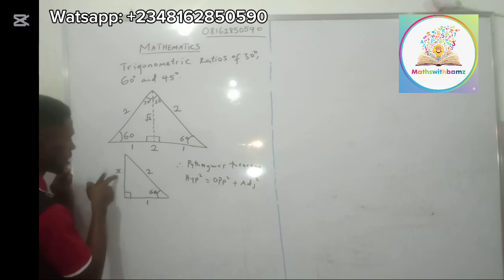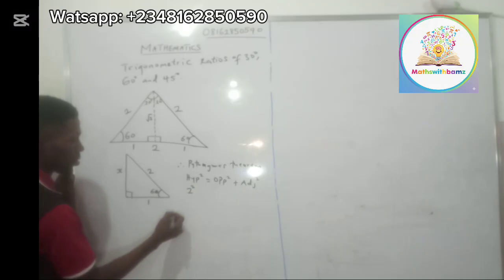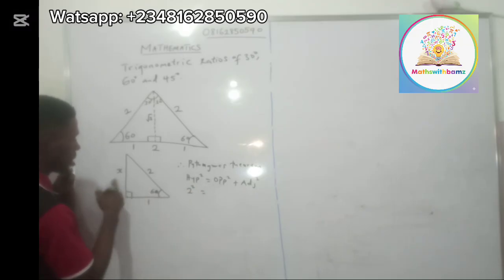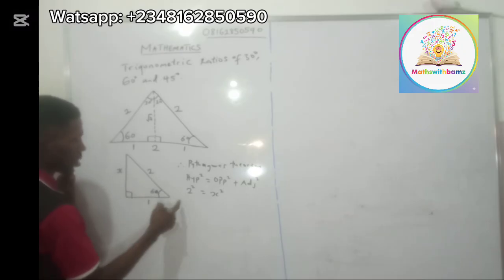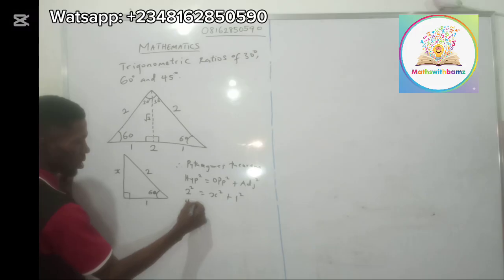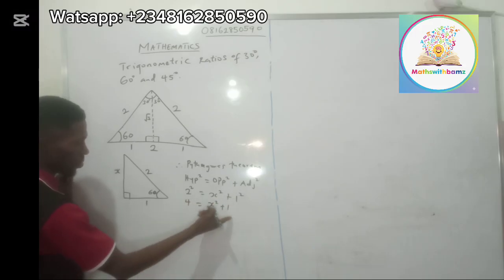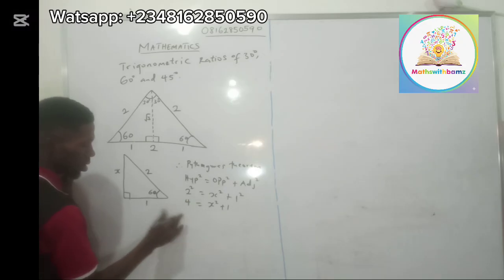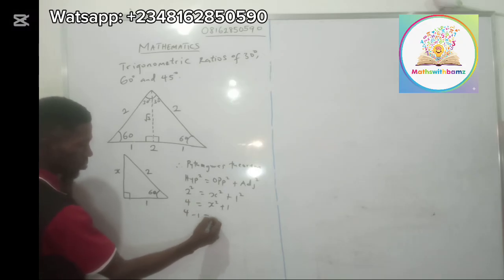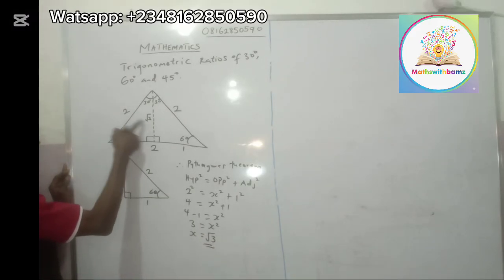To get the value of x, the hypotenuse squared, which is 2 squared, equals the opposite squared, which is x squared, plus the adjacent squared, which is 1 squared. So 4 equals x squared plus 1. Then 4 minus 1 equals x squared, so 3 equals x squared. So x equals the square root of 3. That is the reason we have root 3 here.